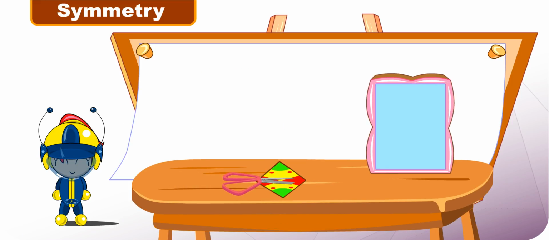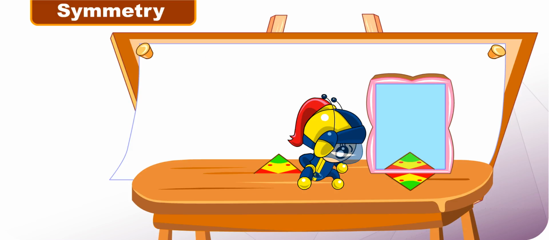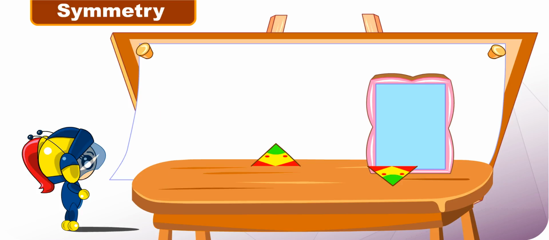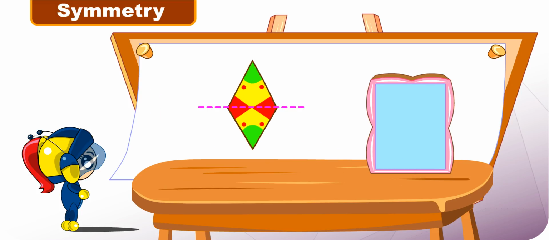I am going to cut this kite into two exact halves, and I'm going to place a mirror on this line which I cut along earlier. The image in the mirror is exactly the same as the other half of the kite. Geez, they look exactly the same. Yes, therefore this line is called the line of symmetry. A line of symmetry divides an object or picture into two halves, which are mirror images of each other.